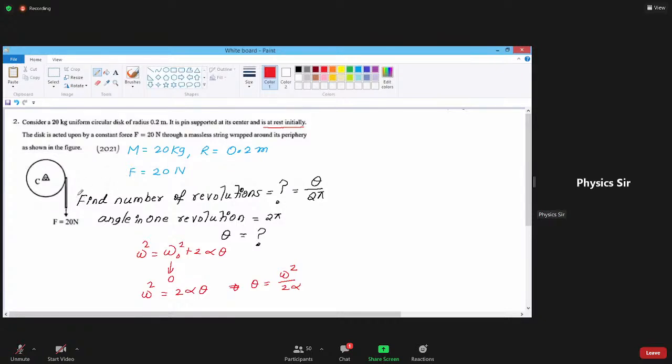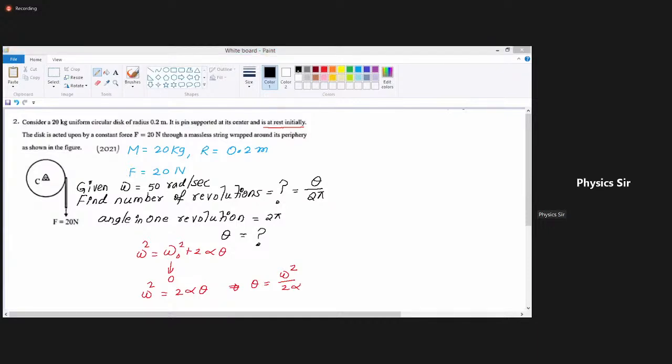So the answer is yes, it is given. That does not come in the question, but that is given. They have given the angular velocity as 50 radian per second. So this omega is given. The only thing we are not aware of is the alpha. So I need to determine the alpha. How can we find the alpha? The entire exercise is for the alpha. So let's do this.